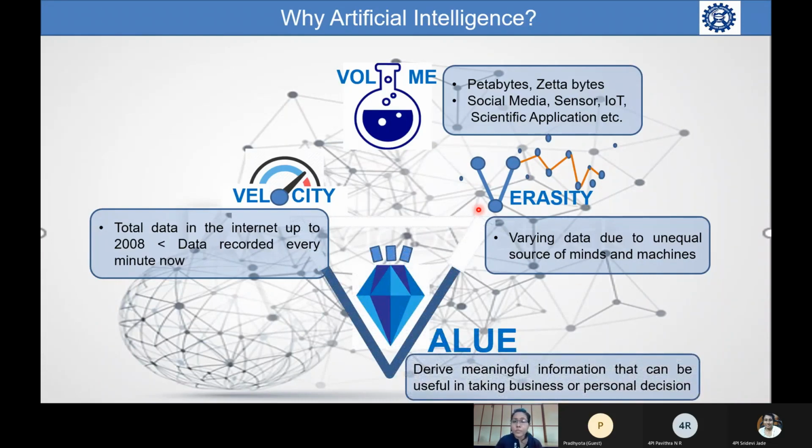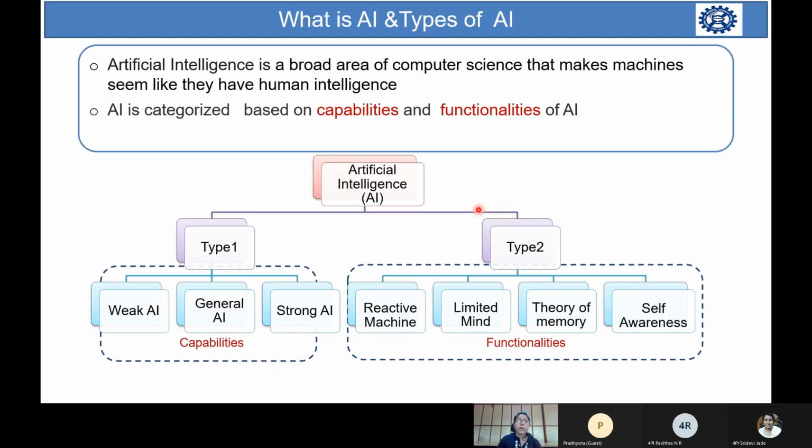So how can we do that? By using artificial intelligence. Artificial intelligence can work for small data, as well as if the data is huge, it can work on those huge data as well. Now, this is the definition of AI. AI basically is a broad area of computer science that makes machines seem like they have human intelligence. Basically, AI enables the machine to behave like a human being.